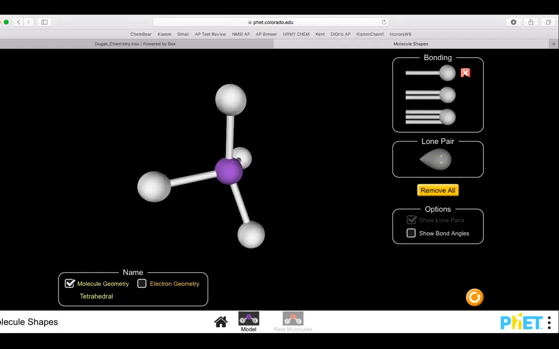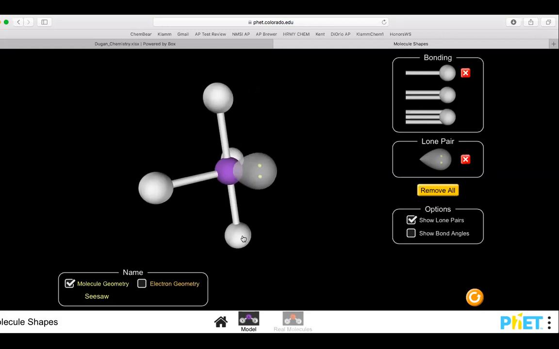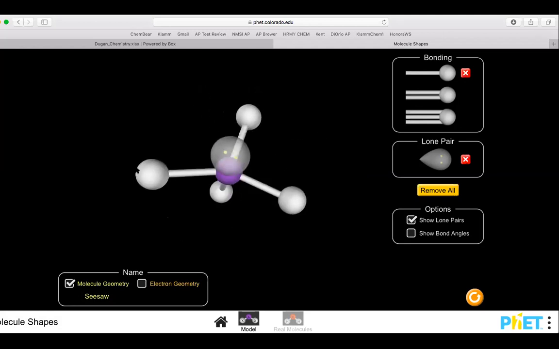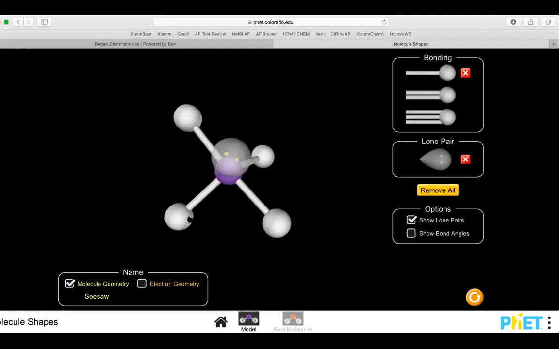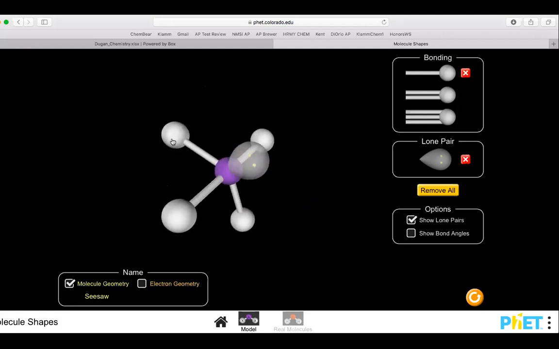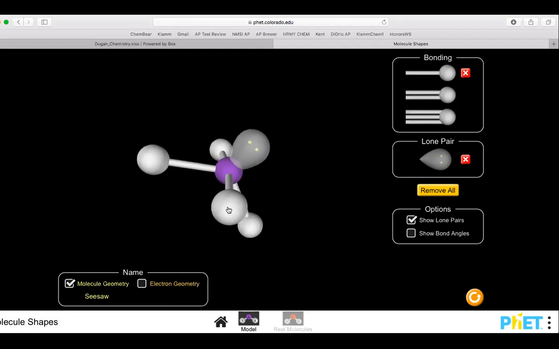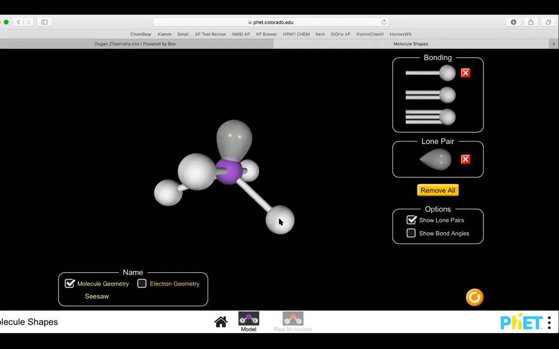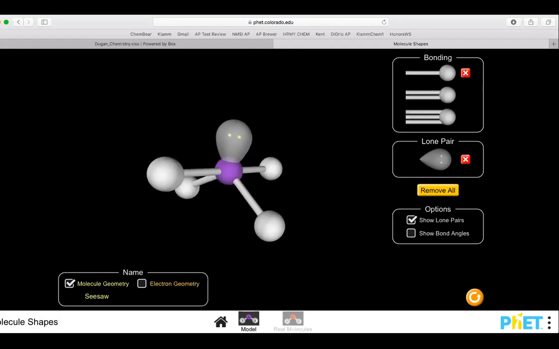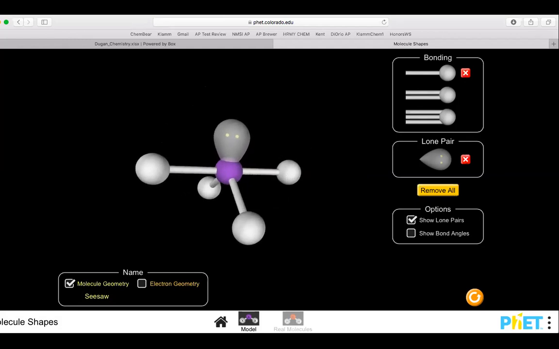If I remove one of these and I put on a lone pair, now it has a new name. And its new name is called seesaw. Why is it called seesaw? I'm trying to get there. Now look at it. So we have the base of the seesaw, and then you have the straight line here, right? So if somebody sat on this end, that would go up, and somebody sat on this end, that would go up. So that's a basic seesaw. That's why it's called seesaw. So you always look for the thing that looks like a seesaw.